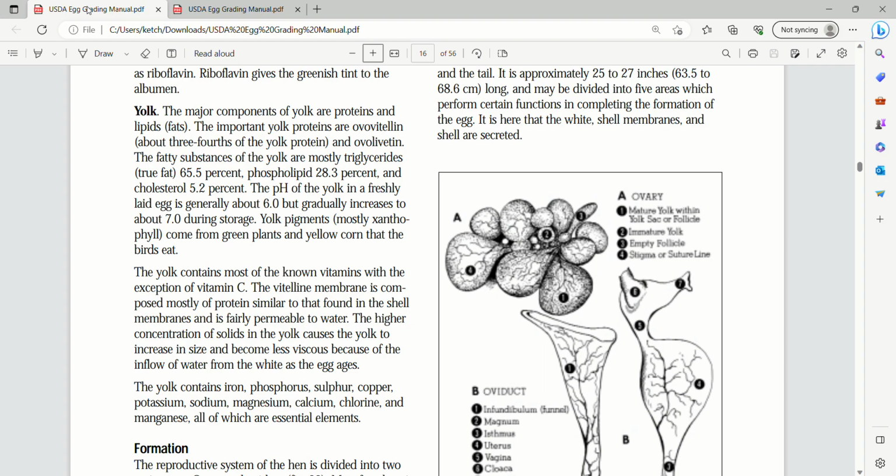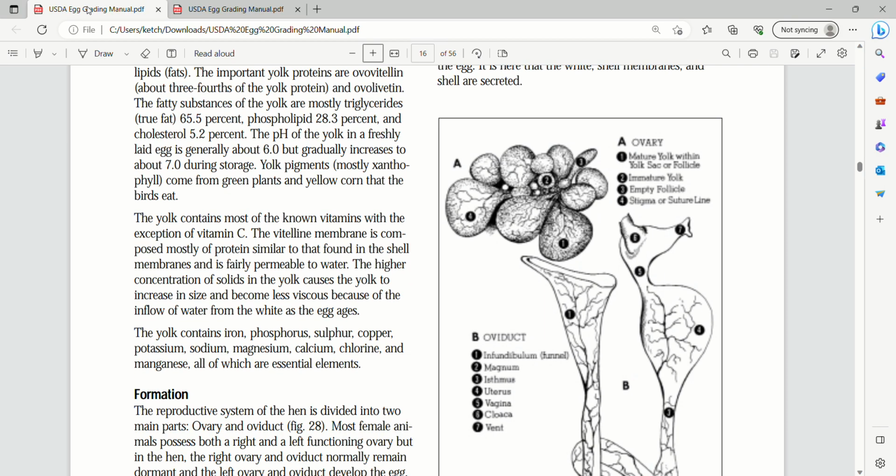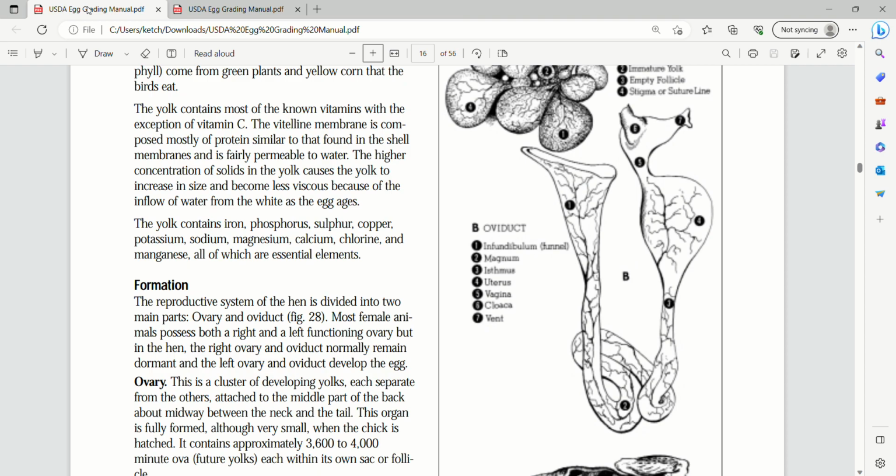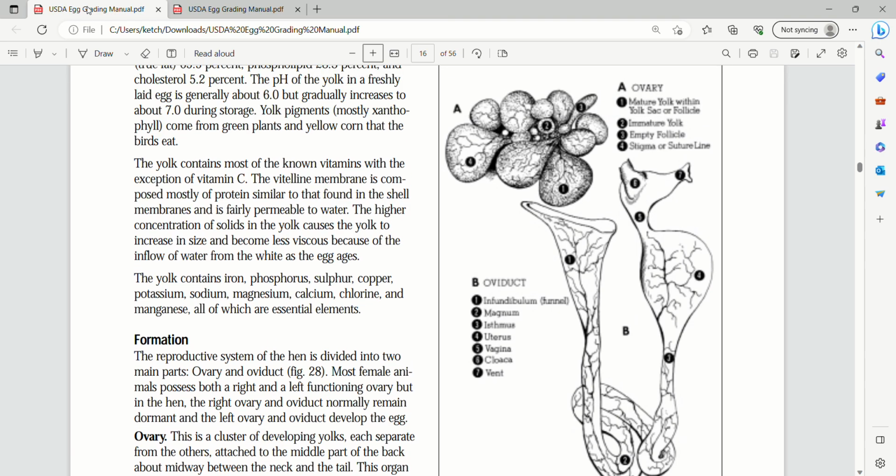The yolk contains iron, phosphorus, sulfur, copper, potassium, sodium, magnesium, calcium, chlorine, and manganese, all of which are essential elements. Formation. The reproductive system of the hen is divided into two main parts, ovary and oviduct. Most female animals possess both a right and a left functioning ovary, but in the hen, the right ovary and oviduct normally remain dormant, and the left ovary and oviduct develop the egg.